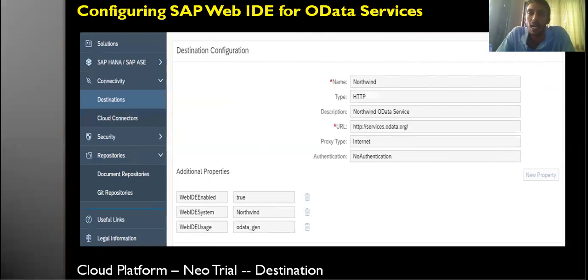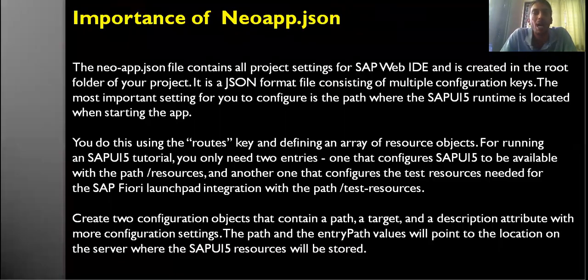All right. Apart from this, whenever you're creating a project, we've seen how project structuring happens when you create a project in Web IDE. You would be having neoapp.json. Now this file, which we talk about, is a very important file, which is in JSON format. As the name goes, it's neoapp.json. Here you would be having entries of multiple configuration keys.